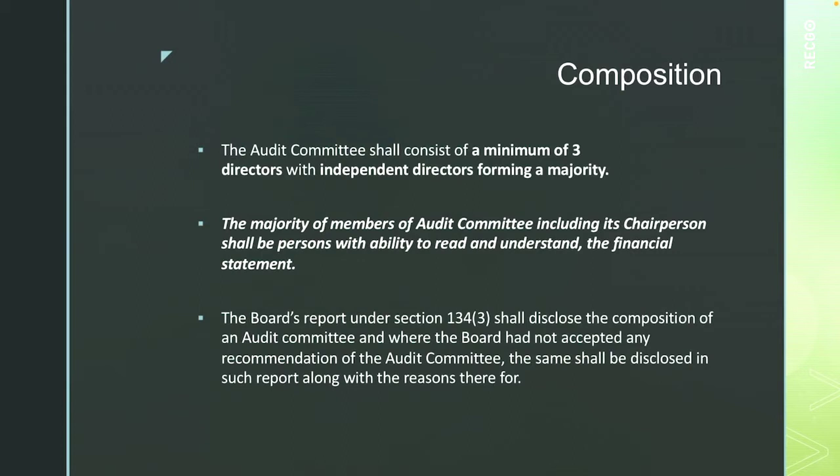The revised clause 49 of the listing agreement, effective from 1st October 2014, provides that the audit committee of a listed company shall have a minimum of 3 directors as members. 2/3 of the members of the audit committee shall be independent directors, and all members shall be financially literate, and at least 1 member shall have accounting or related financial management expertise.